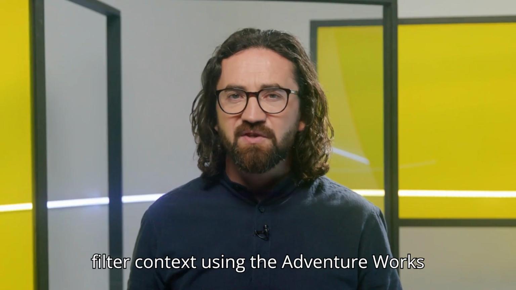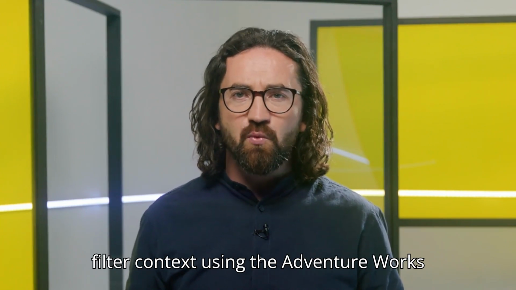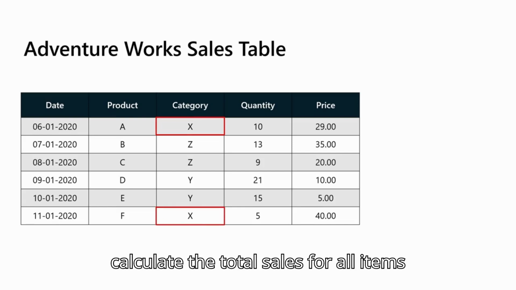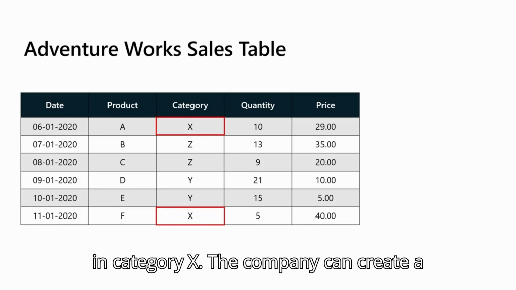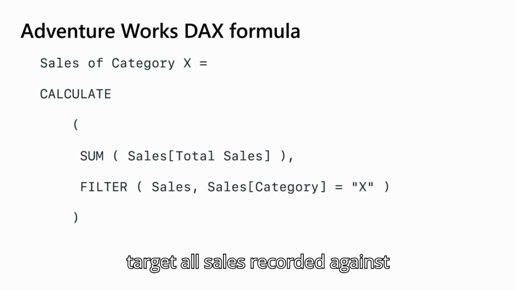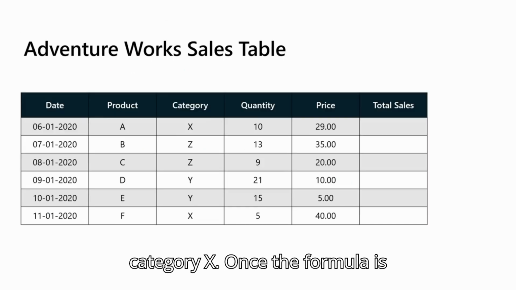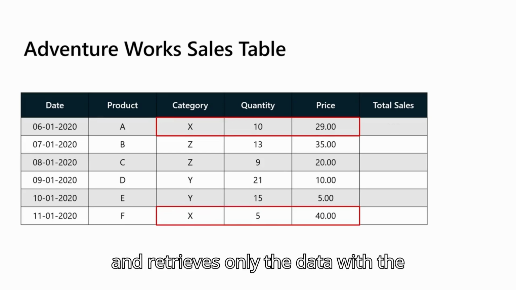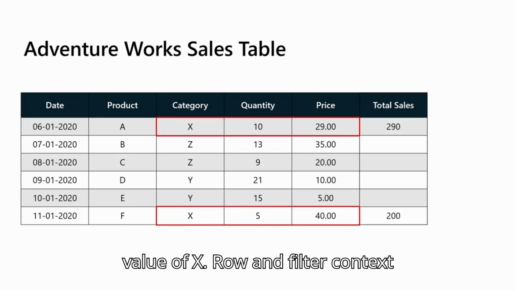Let's demonstrate filter context using the AdventureWorks sales table. AdventureWorks must calculate the total sales for all items in category X. The company can create a DAX formula containing filters that target all sales recorded against category X. Once the formula is executed, it iterates through each row and retrieves only the data with the value of X.